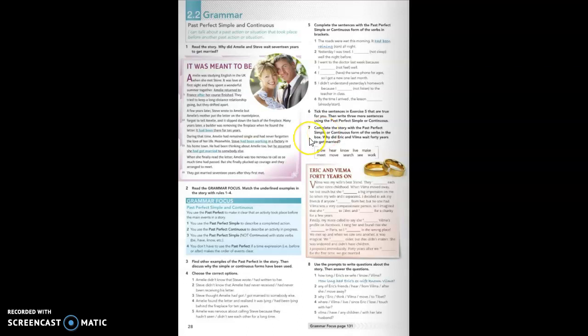Complete the story with the past perfect, simple or continuous form of the verbs in the box. Why did Eric and Vilma wait 40 years to get married? Well, this is another story. So you read first without completing, and then you try with these verbs, in the correct tense. And in exercise number 8, you have to use these prompts to write questions. You can do this in the folder. Have a look at number 1.